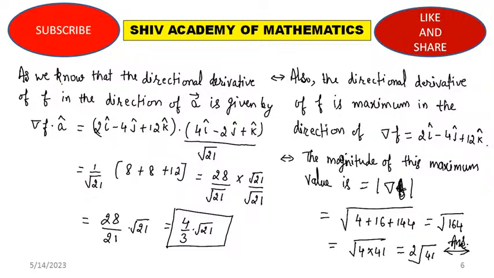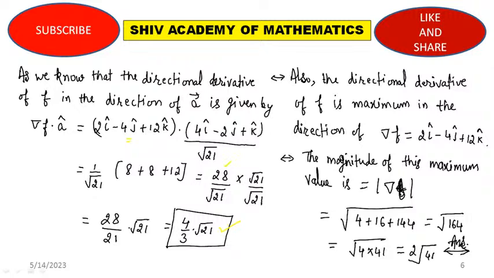I have written here, as we know, that the directional derivative of f in the direction of a is given by del f dot a cap. This a cap is (4i minus 2j plus k) upon root 21. So we take the dot product; you can multiply and divide by root 21 to simplify more. So you can get this answer also, 4 by 3 root 21. Both answers will be correct, no doubt.